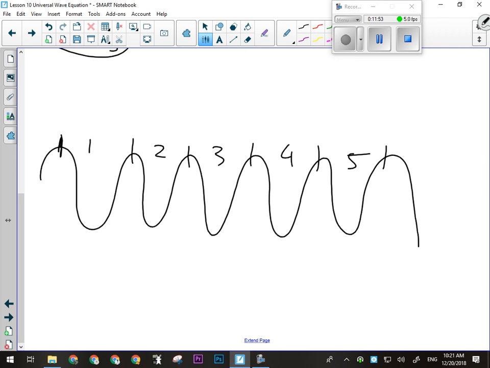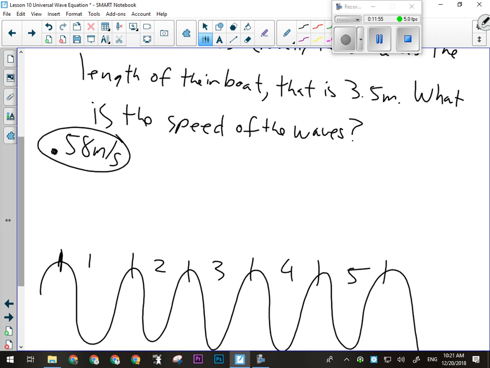Okay, so what that means then is we have to find the frequency. The frequency is that there are 5 waves in 30 seconds. That comes out to, what point? I don't even remember what it came out to.